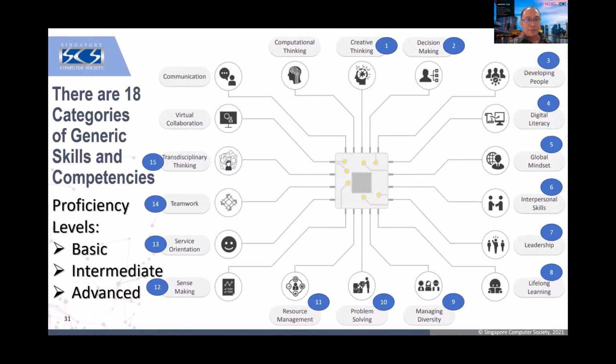Transdisciplinary thinking is also very important. Basically, we can facilitate, and we can disagree, we can agree on the disagreement, right? We don't need to go head on head, but it's fine. People have their own view, but we can share our view, right? Of course, virtual collaboration, communication, and computational thinking are very, very critical in terms of generic skill.